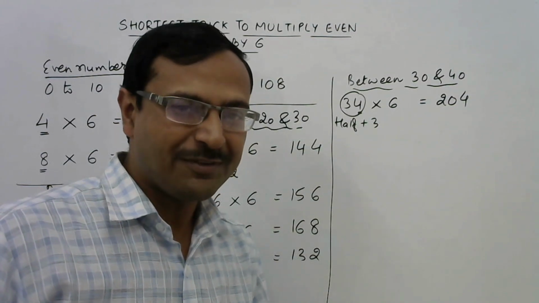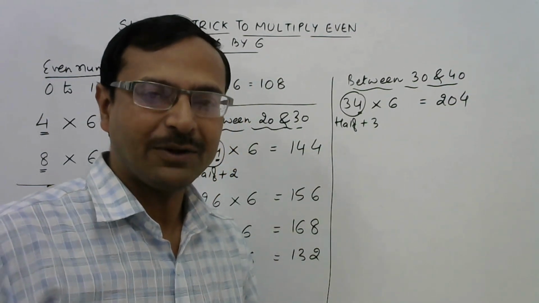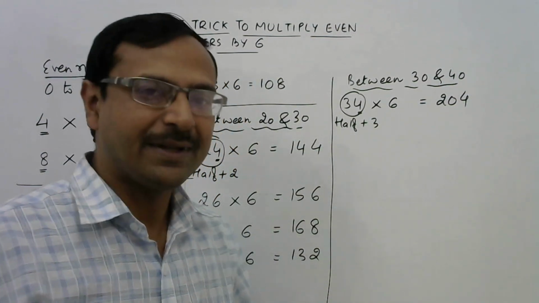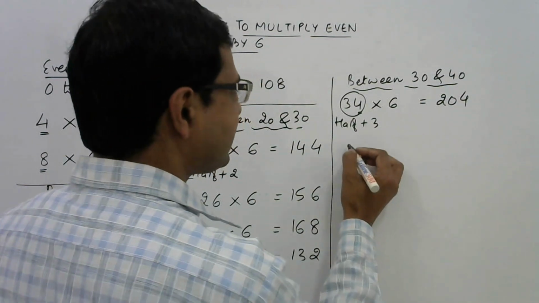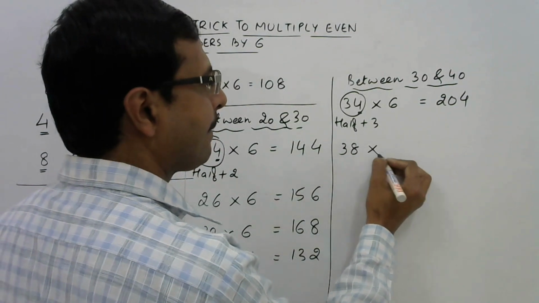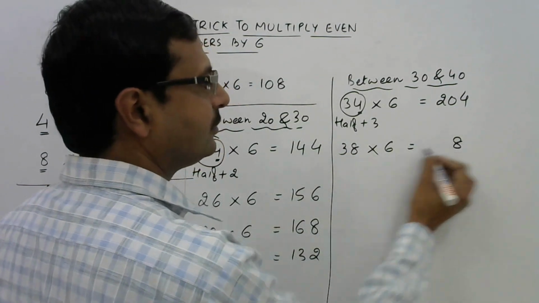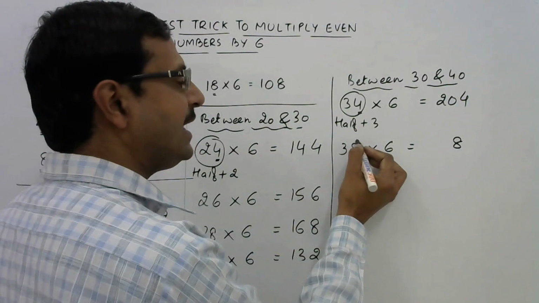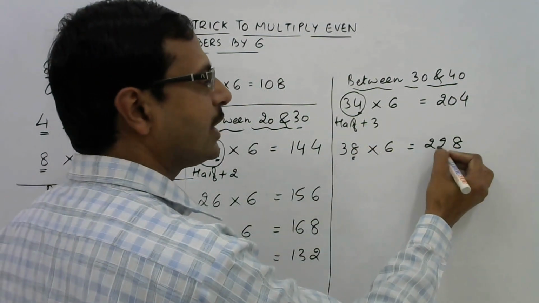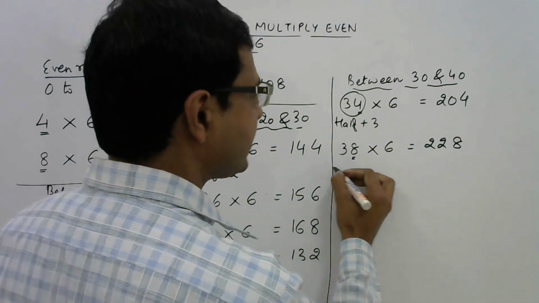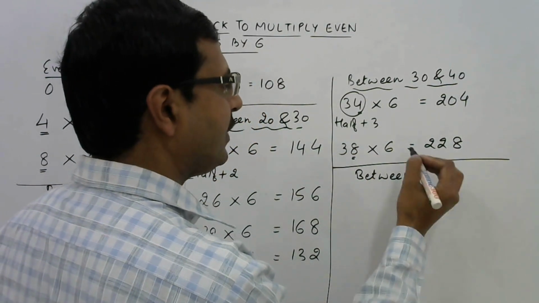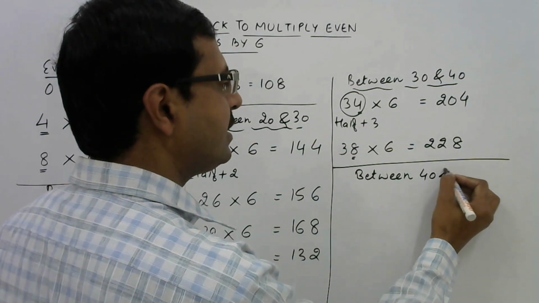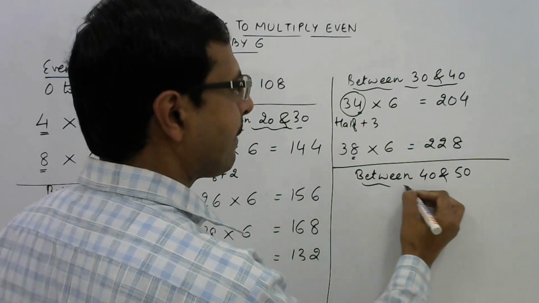And you don't need to verify. Even if you verify using the calculator, you will take more time than actual application of this trick. Let's see 38. See 8, half of this 19 plus 3, 22. So 228. Let's move on to numbers between 40 and 50.